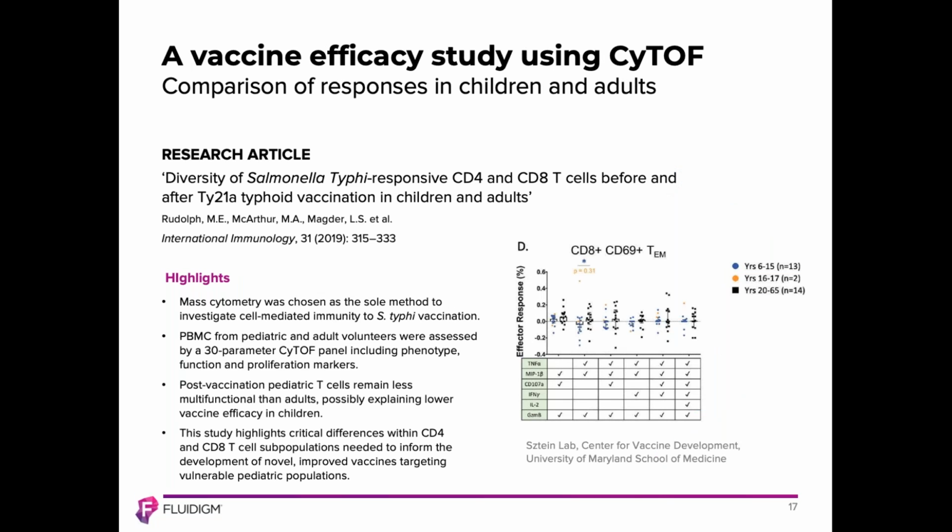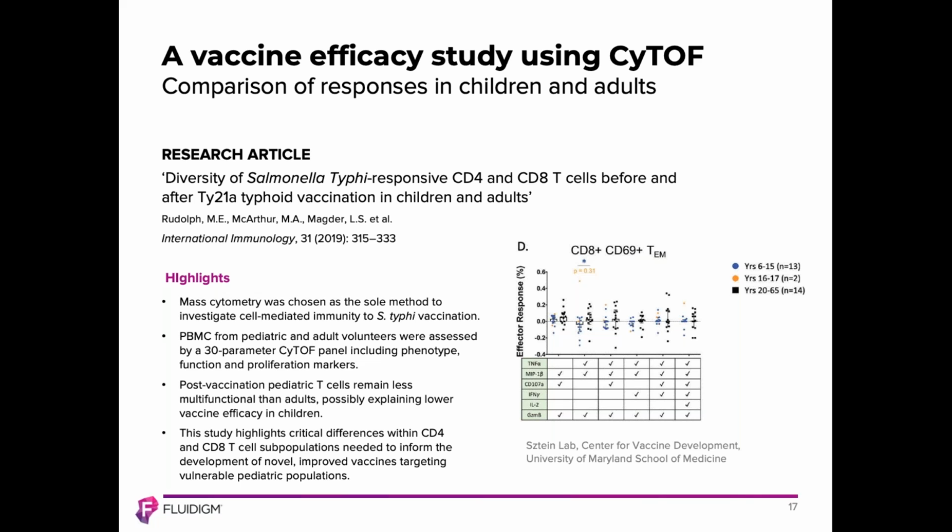The final publication to be discussed used mass cytometry to focus on cell-mediated immunity to a vaccine against Salmonella typhi, an intracellular bacterial pathogen. Rudolph et al. used a high-dimensional mass cytometry panel including 30 unique phenotypic, functional, and proliferation markers to make a broad inquiry of the immune response to the Ty21a typhoid vaccine in both children and adults.